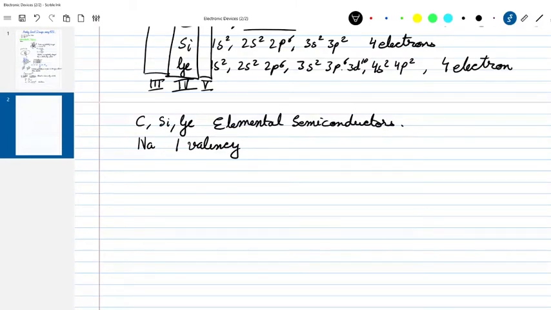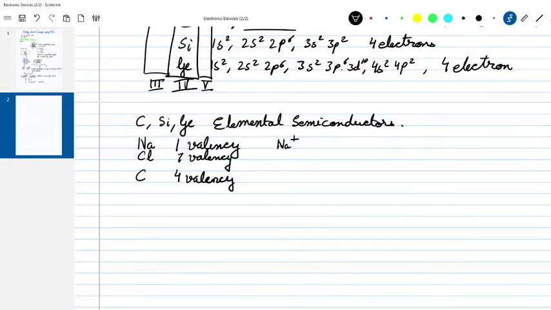Now Cl, chlorine, has a valency of 7, and carbon, somewhere in between, has a valency of 4. Now what does it mean? It's like this. Na, to complete its octet, finds it easy to lose one electron. So if Na loses one electron, it has one positive charge. So the atom becomes positive, it becomes an ion.